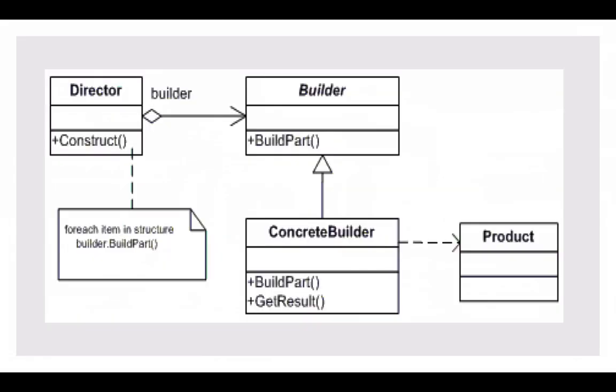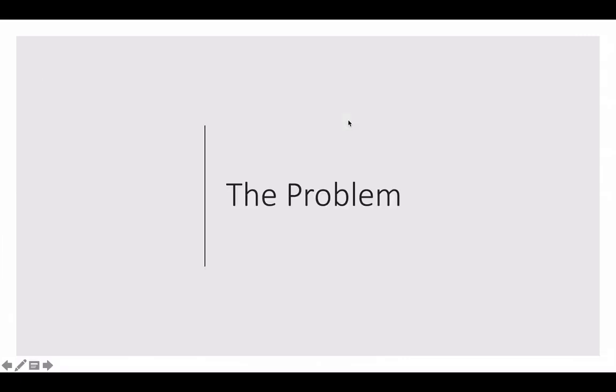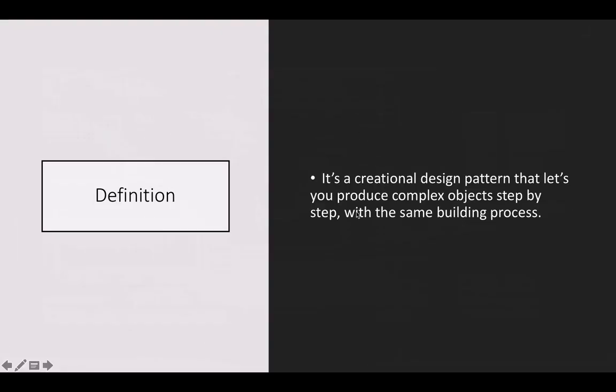So here's our UML diagram of the builder pattern. In this UML diagram, as you can see, we have a builder, which is an interface that provides specific methods to build all the different parts of the product we are trying to build. In the definition, we saw that it's a creational design pattern that lets you produce complex objects step by step with the same building process.